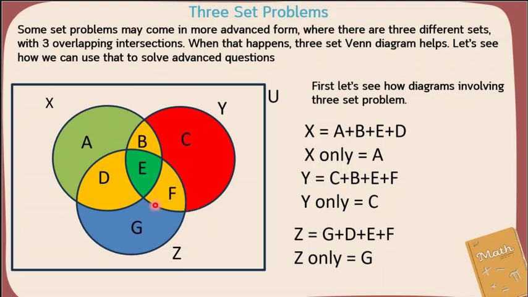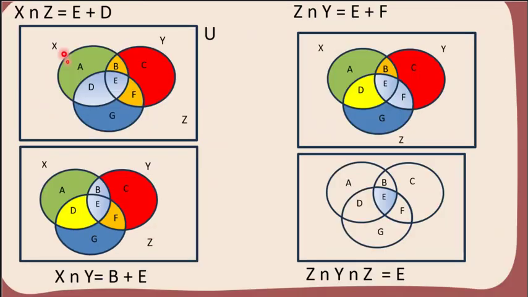Then the set z will comprise of g, d, e, f, everything here. Then z only would be these people. Alright, so it is important to know this part. Again, we can look at the intersections x and z. The intersection between x and z. This is x, these people are x, and then these people are z. So the intersection between x and z are these people, d and e. D and e.